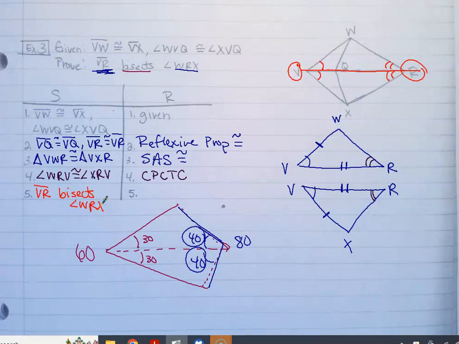And why can we say that? Definition of an angle bisector. It's going to be the definition of an angle bisector because it had to cut both of those angles in half. So we have to prove that this pair of angles is congruent and this pair of angles is also congruent, so that we could say, hey, it bisected the whole thing.